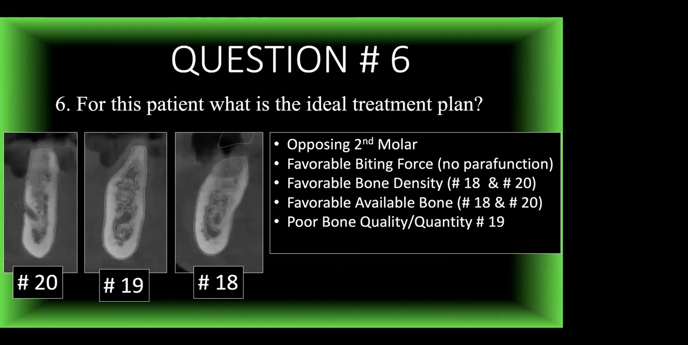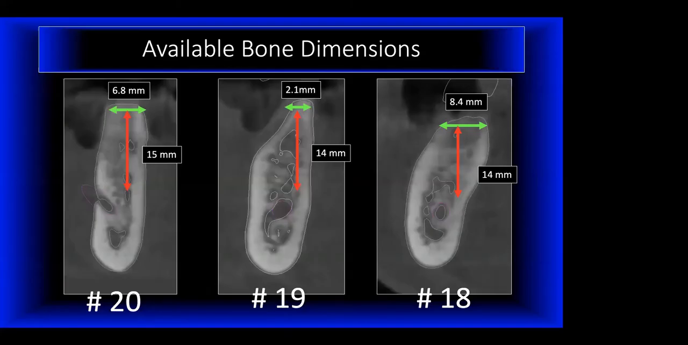So we're going to say this patient has an opposing second molar, favorable force factors, so there's no parafunction, favorable bone density in 18 and 19, or I'm sorry, 18 and 20, favorable available bone in 18 and 20. However, the 19 site has poor bone quality and quantity. So again, if we look at the sites, number 18 and 20 have good density, good available bone, and as you can see from these measurements, 19 is definitely compromised. 18 and 20 are not.